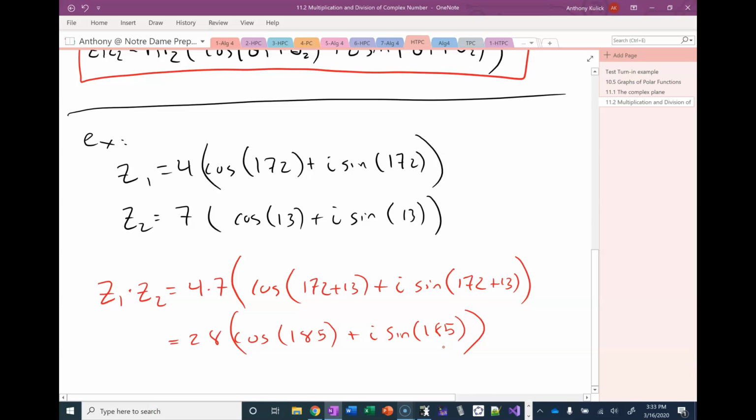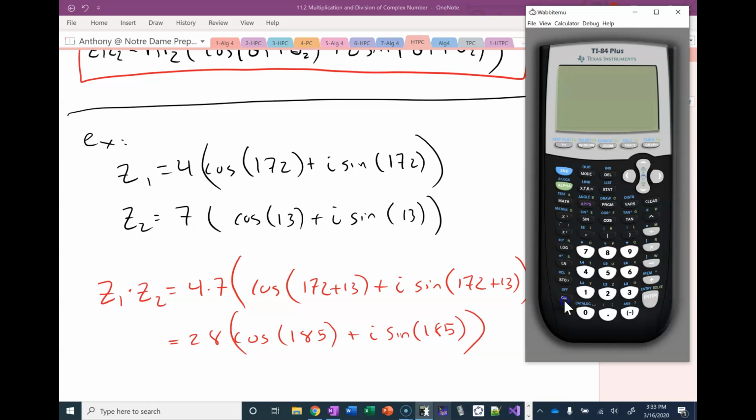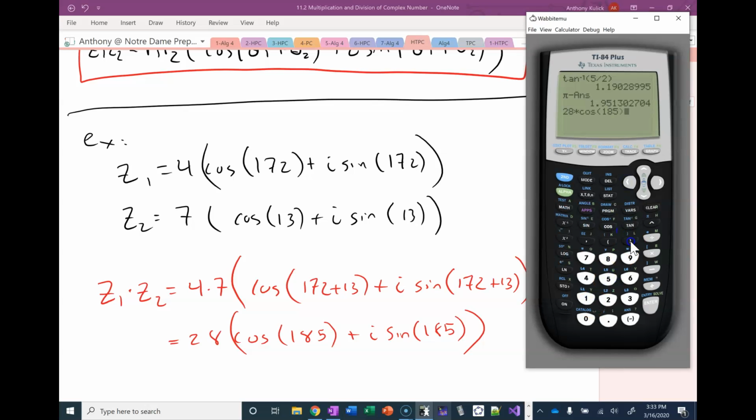And if I really wanted to, I could type those into my calculator to get the decimal approximation to put that back in our standard form. So for example, 28 times cosine 185. But I've got to be careful here because I know the last time I was using this, I left this in radians. So better change that to degrees. And I do the same thing for sine.